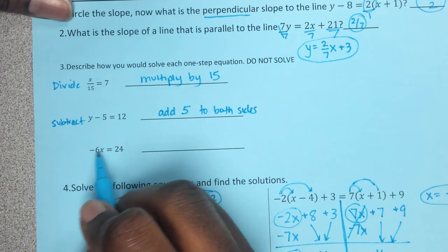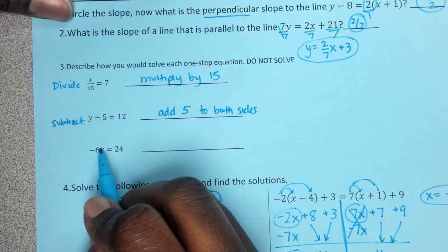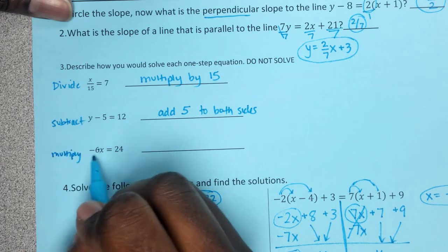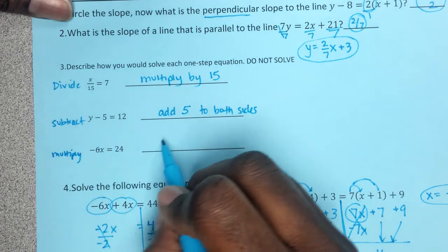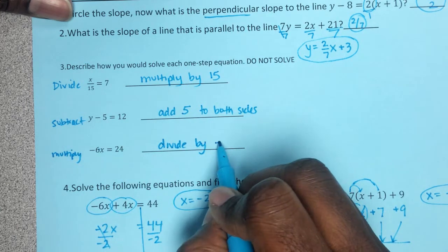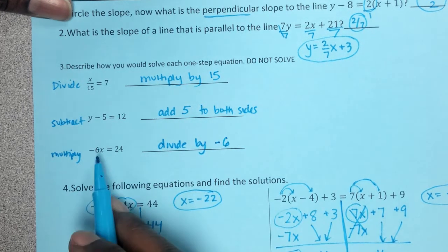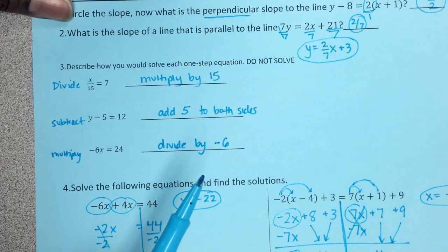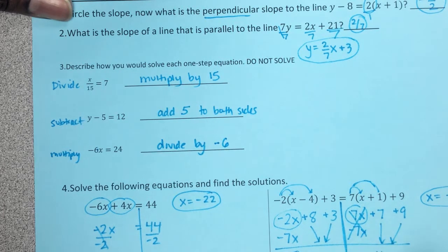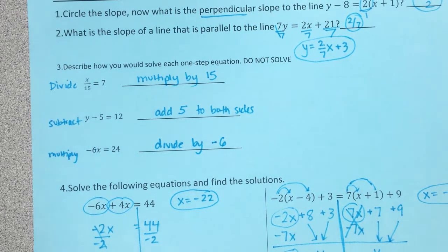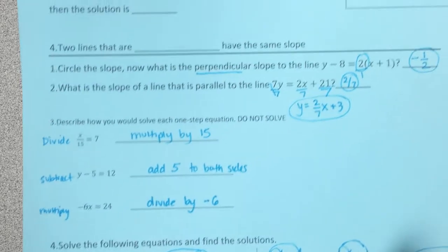This one right here, a lot of people don't know, but this negative 6x is getting multiplied. There's an invisible multiplication sign happening right now. That's why we do the opposite, which is divide by negative 6. Because when you divide, you keep the same sign. All right. Any questions about that? Hopefully you're just kind of checking over your work because you've done this already.